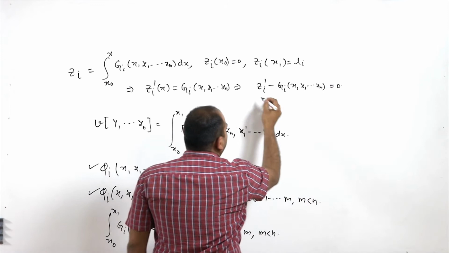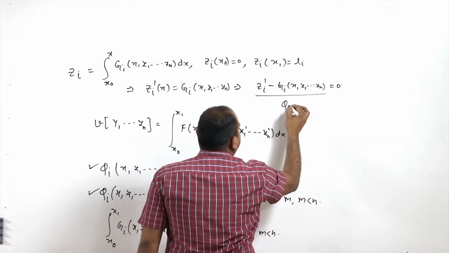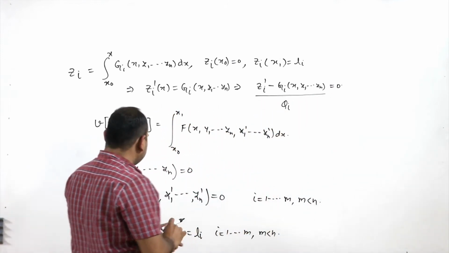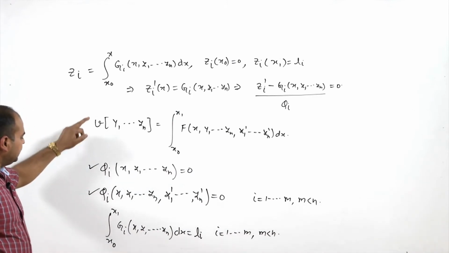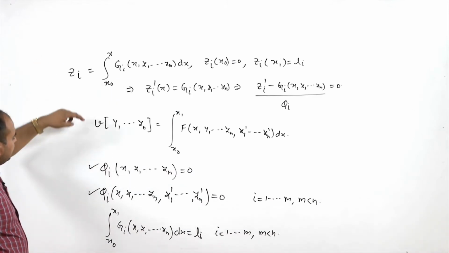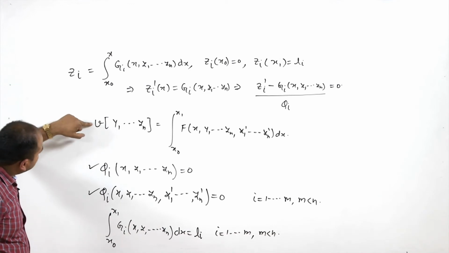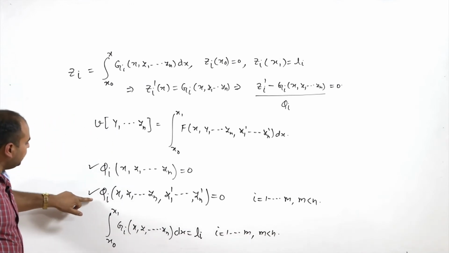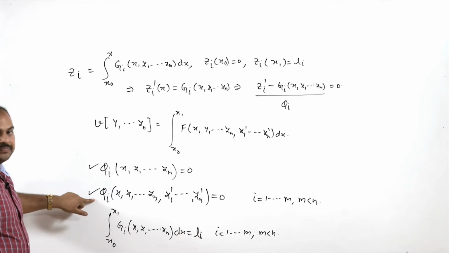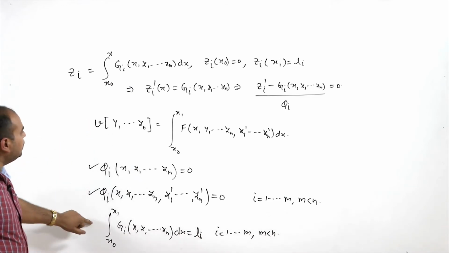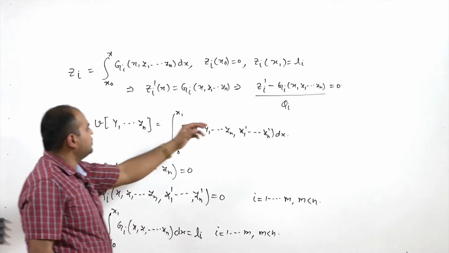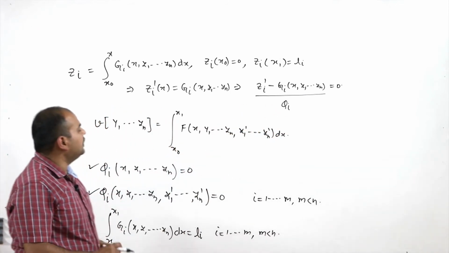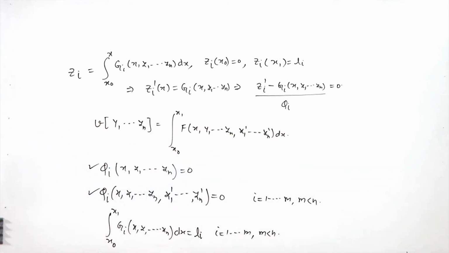So if we denote this as phi i, then this isoperimetric problem is reduced to the problem of finding the extremum of this functional along with this conditional extremum. Okay, so this we can solve. So taking this as phi i, we can apply our discussion which we have just done, and we can find out the solution of the isoperimetric problem.